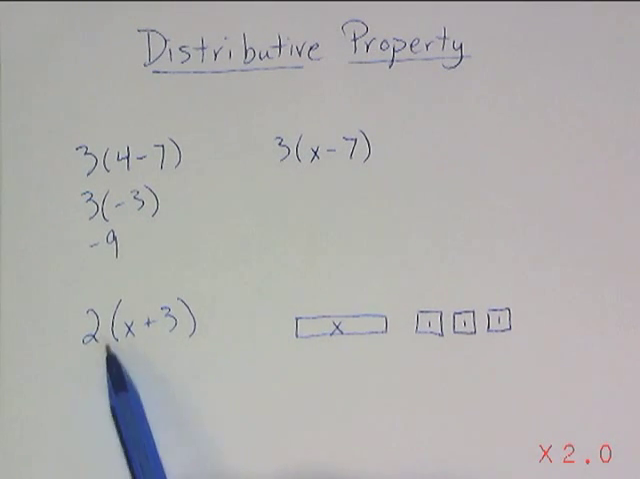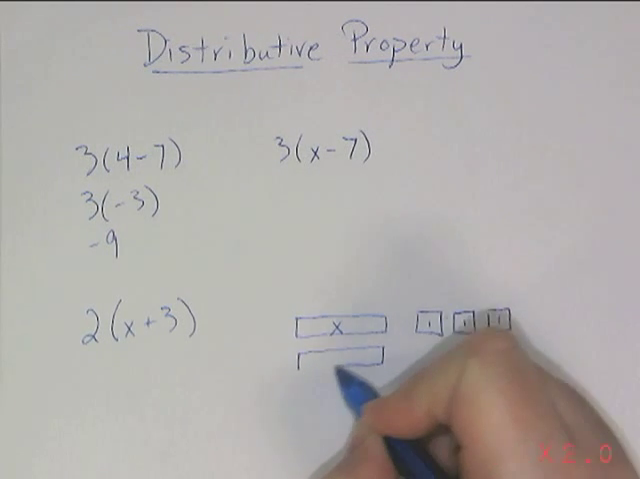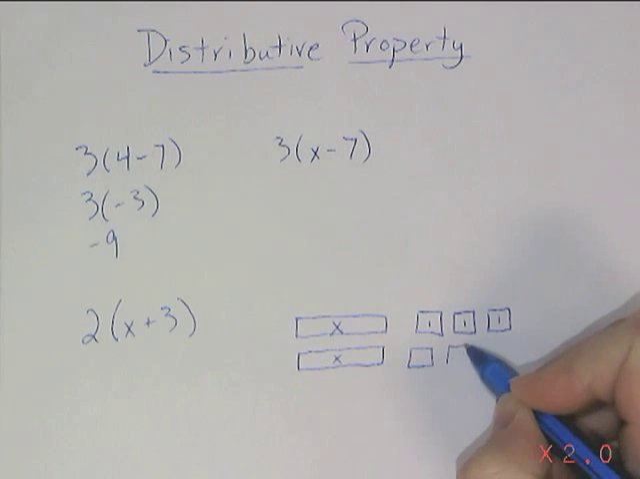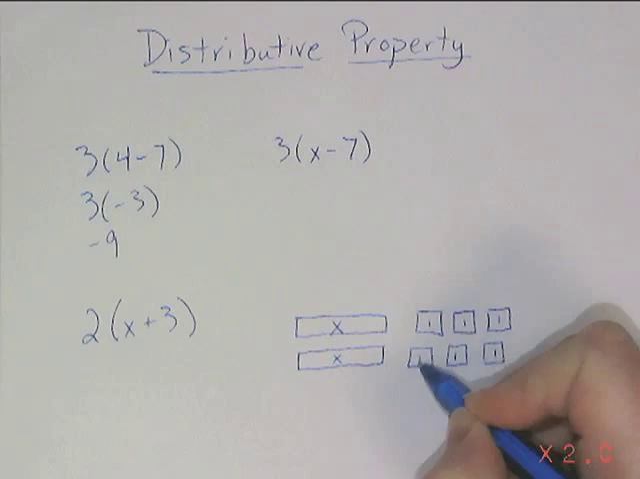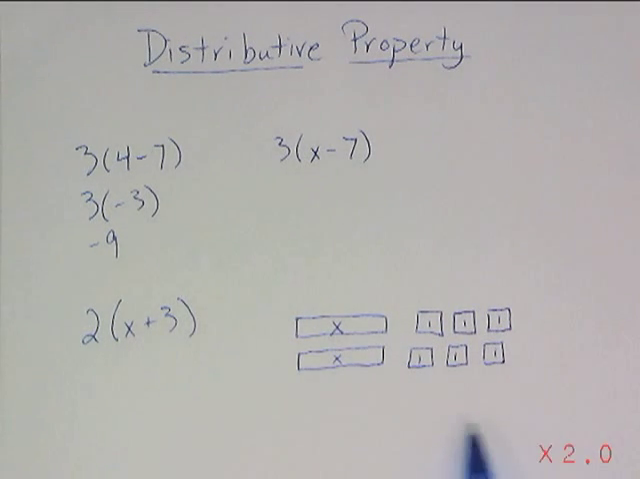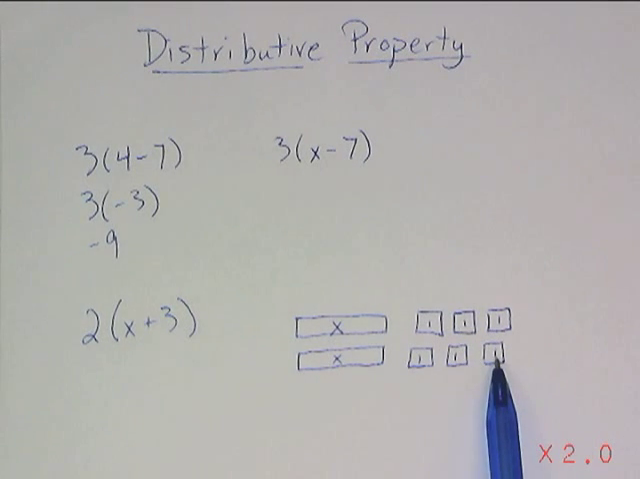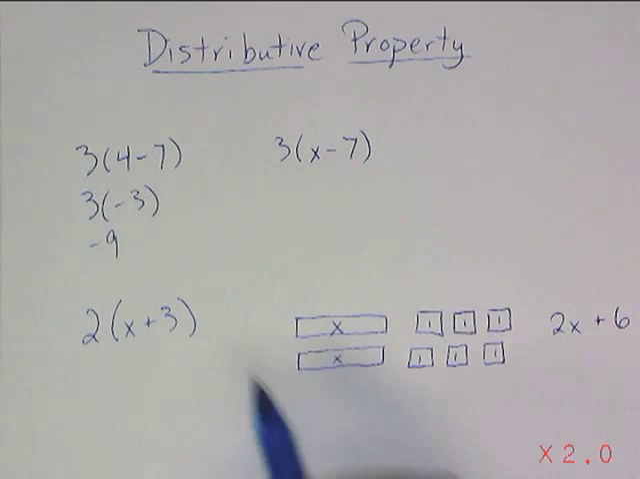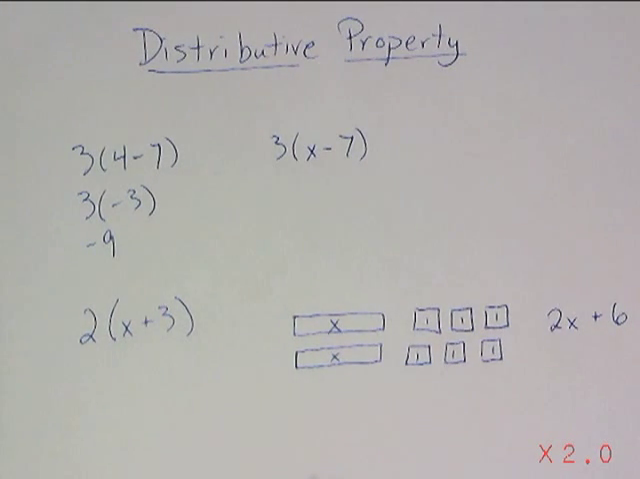When I multiply something times 2, that means I want to double it. So I'm going to repeat that exact same series of pictures to represent another x plus 3. Well, what do I have now? I have x plus 3, and I've doubled it. So all told in my picture, I have 2x plus 6. That's what we get when we distribute the 2 to the x plus 3.